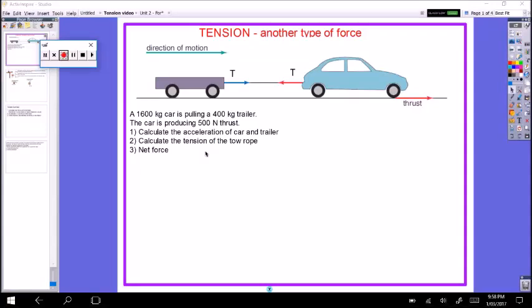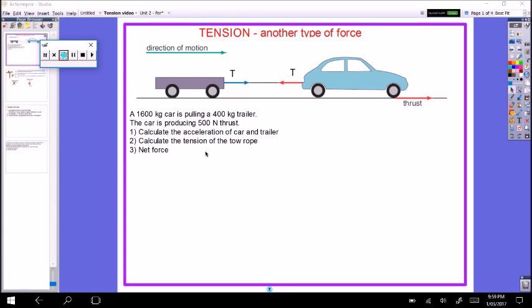Hi everyone, today we'll be talking about tension, which is just another type of force. So our example is that we've got a 1600 kilogram car and it's pulling a 400 kilogram trailer. The car is producing 500 newtons of thrust from its engine. We've got to calculate the acceleration of the car and the trailer, calculate the tension of the tow rope, and also calculate the net force.